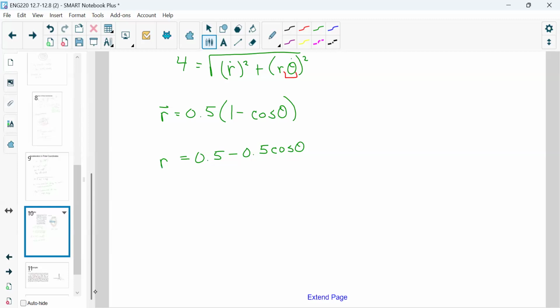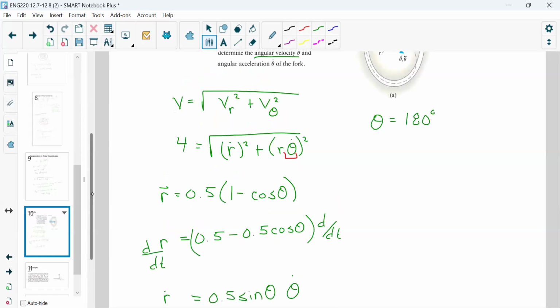Now, to find our R dot, we have to take the derivative of all of this with respect to time. So the first one is a constant, so it's going to be 0. The derivative of a cosine is a negative sine, so that becomes positive. Right? And then here, we're going to have theta dot. All right, so for this equation, that is then where my R dot is.